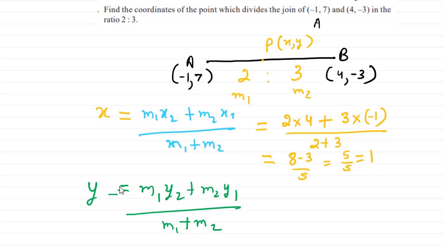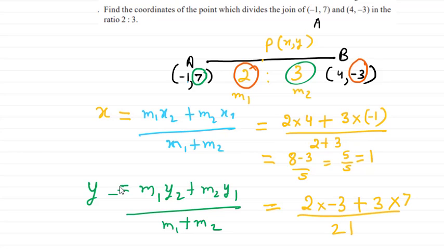So this is the formula. Now what we will do here, this is our y1. So y1 will be multiplied with m2, then plus this is y2, it will be multiplied with this 2. So now we can write it. So what we will get here, m1 is 2, so 2 we have to multiply with -3, then plus m2 is 3, it will be multiplied with 7, divided by 2 plus 3.